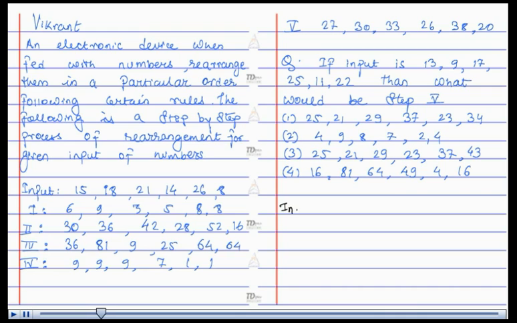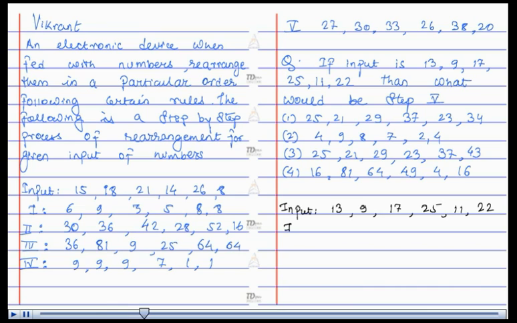The input is 13, 9, 17, 25, 11, 22. Now, as per the question, what will be step 5?